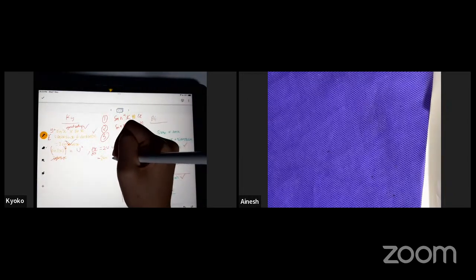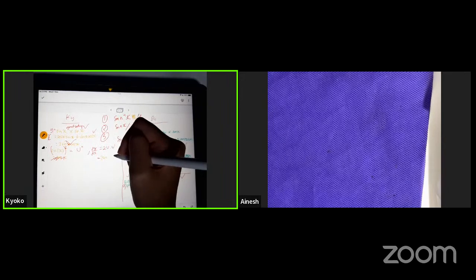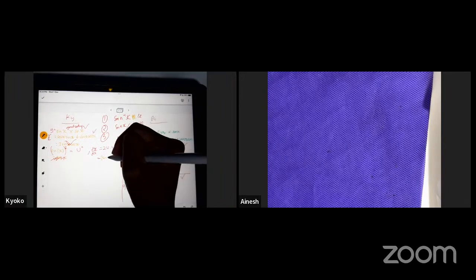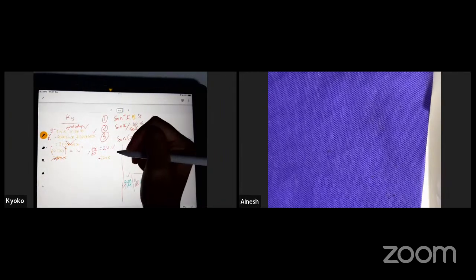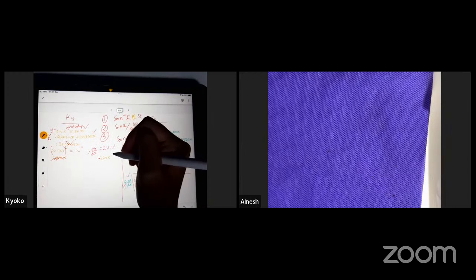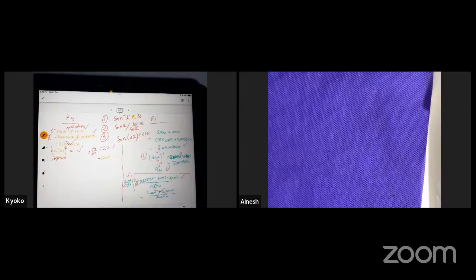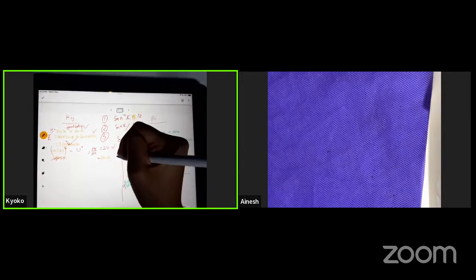2u is 2 sine. What is u, Kyoko, in this case? The inside is sine x. So you should write 2 sine x, not 2 sine. And then what is u prime? The differentiation of the inside, which is sine x. What's the differentiation of sine x? Cosine x. Right. Write it down.